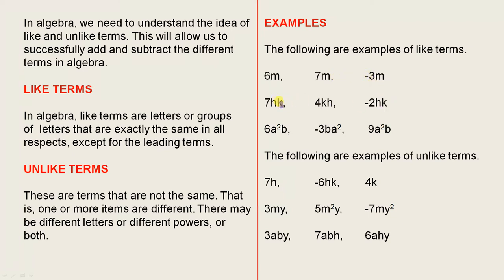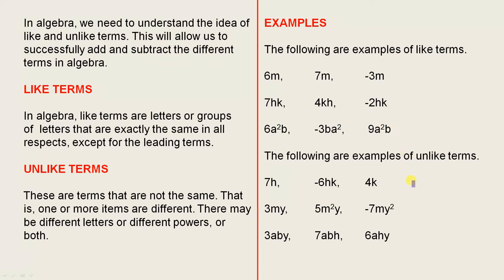Over here we have H and K: KH, HK. Because HK is the same as KH, because of the commutative law for multiplication, they are like terms. Exactly the same here: A squared B, BA squared and A squared B. In each case the A is squared, and in each case B is to the power of 1. It doesn't matter about the leading terms. So those three sets are all like terms.